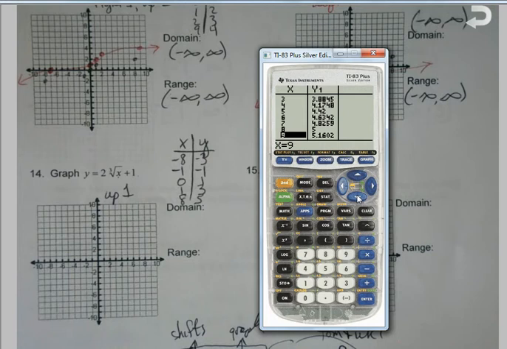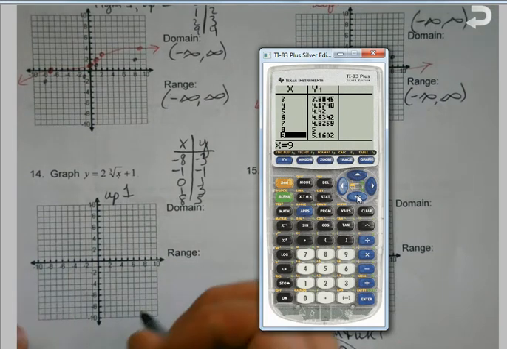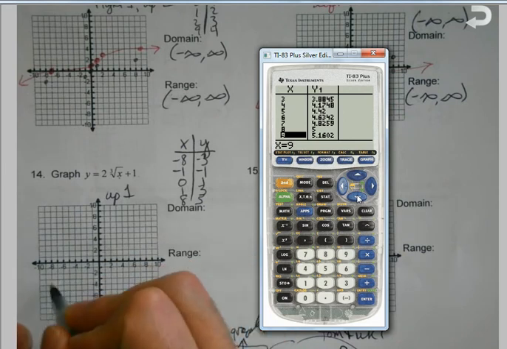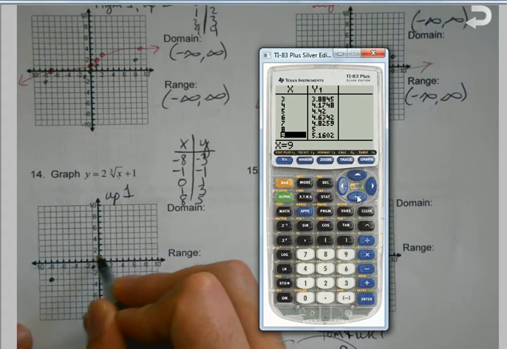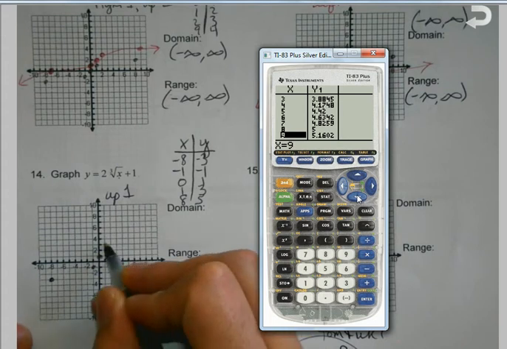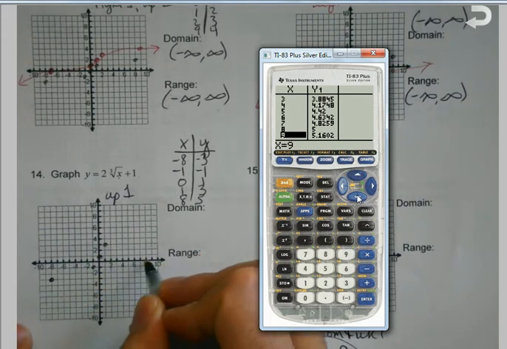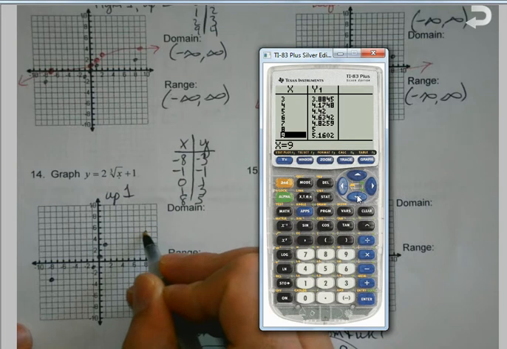So how is this all working? Because it's like some of them have moved and some of them really don't. Well, let's see. So negative 8, negative 3. Negative 1, negative 1. 0, 1. 1, 3. And 8, 5.